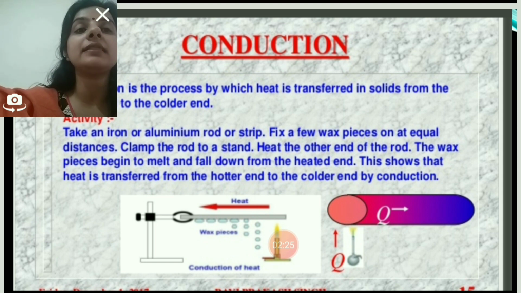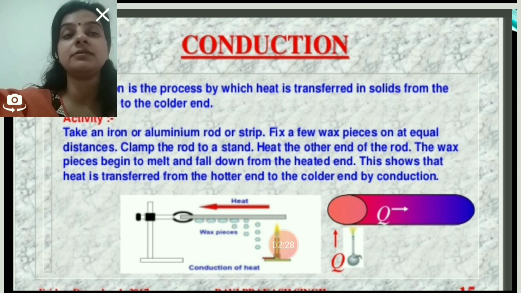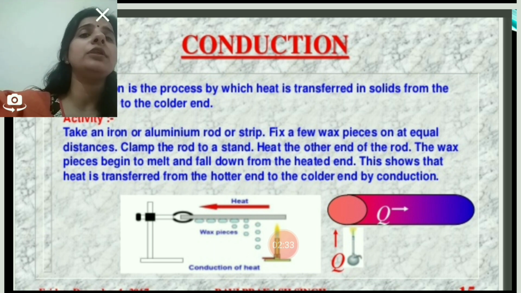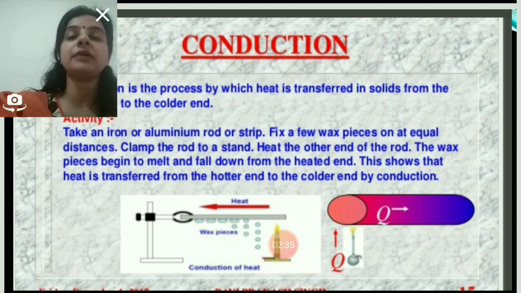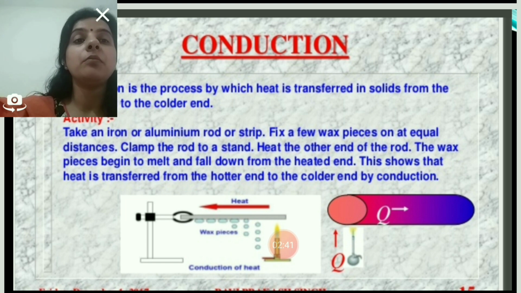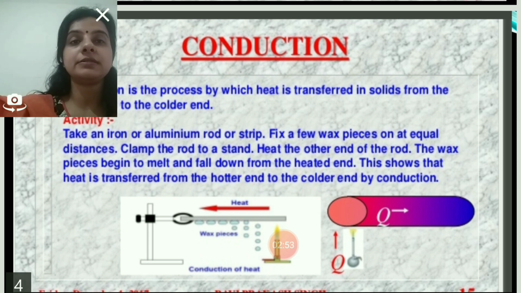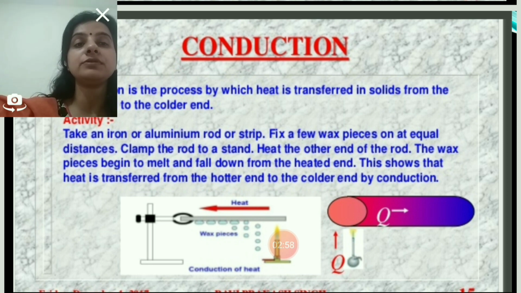But how does this conduction actually take place in a solid? I'll explain. In solids, we know the molecules are very closely packed. They are in direct contact with each other. They have a strong force of attraction. So when the molecule at the end where the candle is kept gets heated, it acquires energy and starts vibrating at its position. When it's vibrating, it gives its energy to the second molecule because it continuously collides with other molecules.